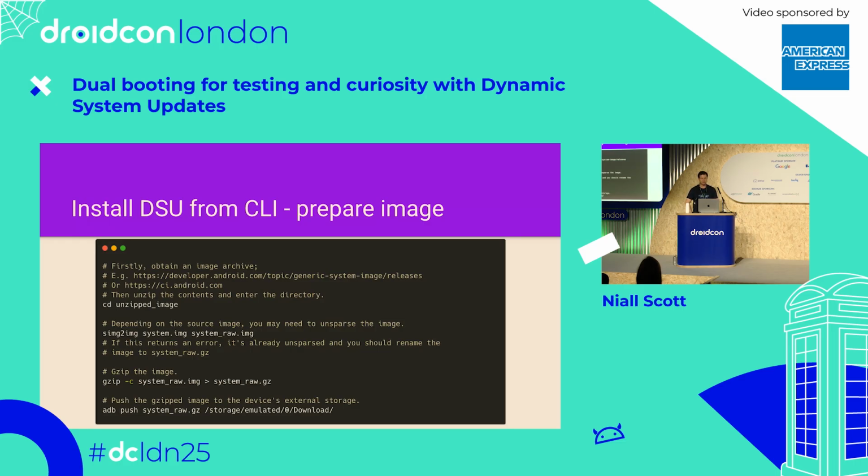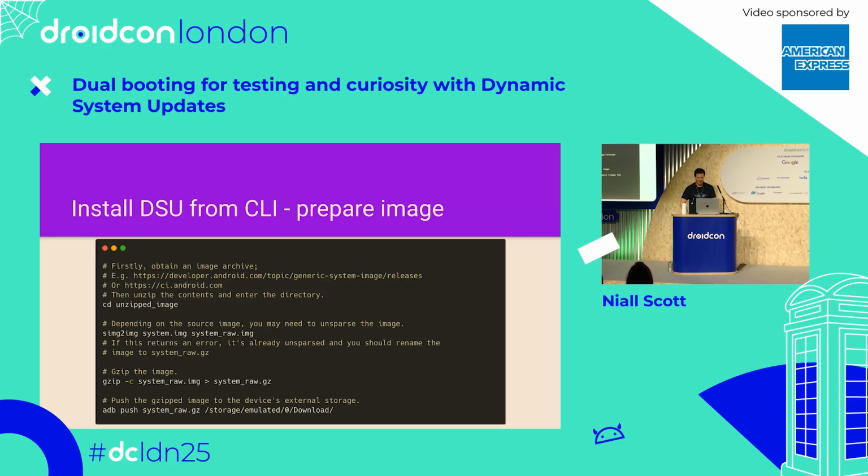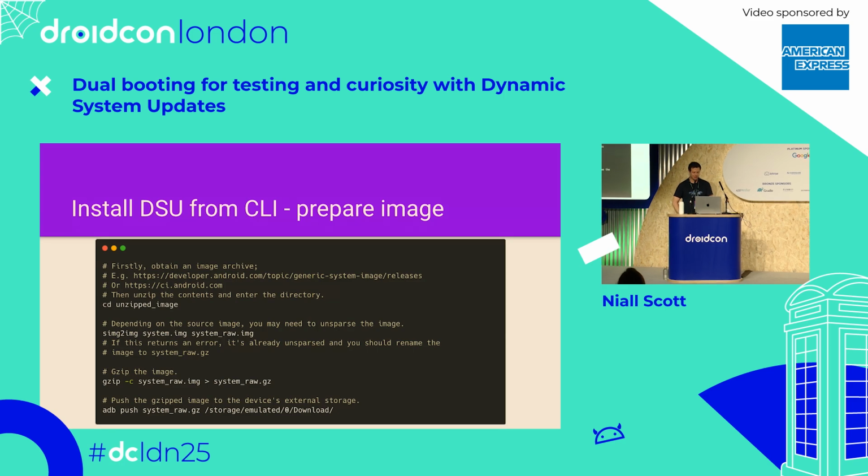On Mac, you need to use the simg2img utility, which can be installed through Homebrew. On Linux, this will usually come through your distribution package manager. On Windows, no idea, but there'll be some way. I'm sorry, I don't use Windows. But if simg2img returns an error, this usually means that the image has already been unsparsed, in which case delete the 0-byte file that has been produced by simg2img and then rename the image to system.raw.img.